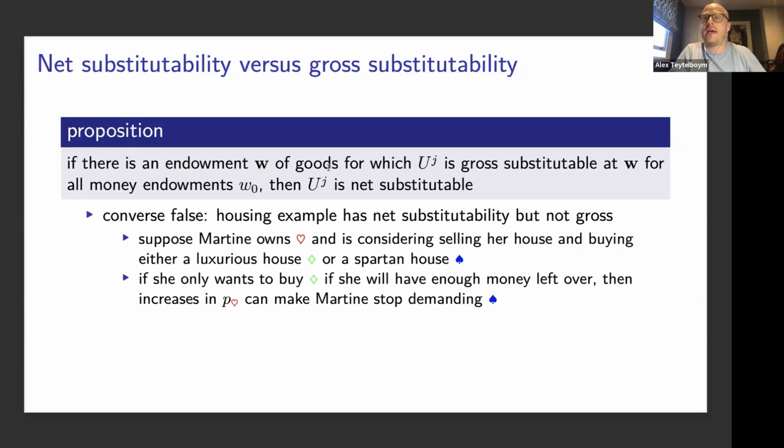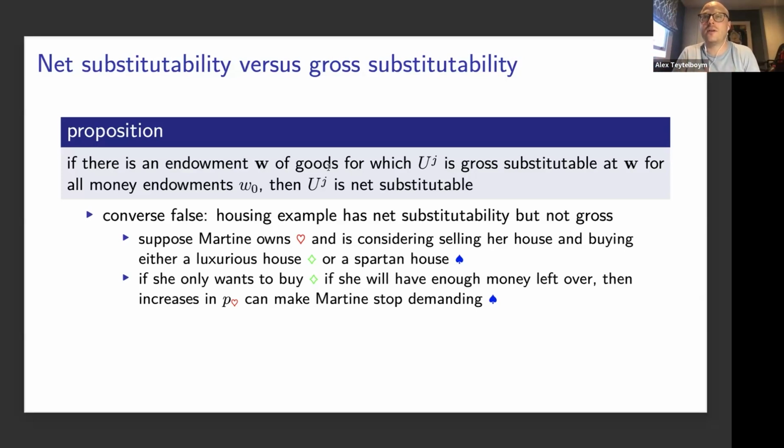Well, let's imagine that her utility is nonlinear, so she cares about how much money she's got left over, right? And after selling her house, remember, she has to sell her house to buy another house. So it's possible that if the price of Martine's own house goes up, she stops demanding the Spartan blue spade house, the bad house. Why? Because she now demands the nice house, because her own endowment is better.